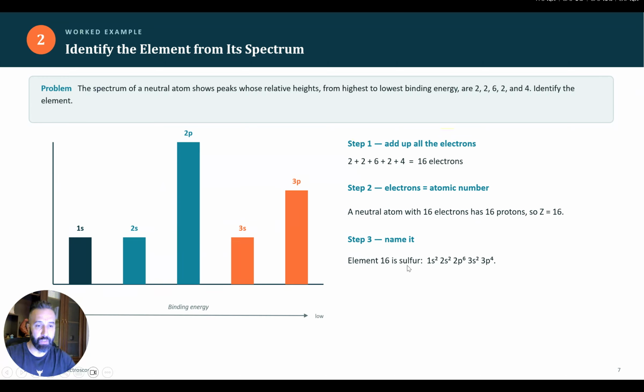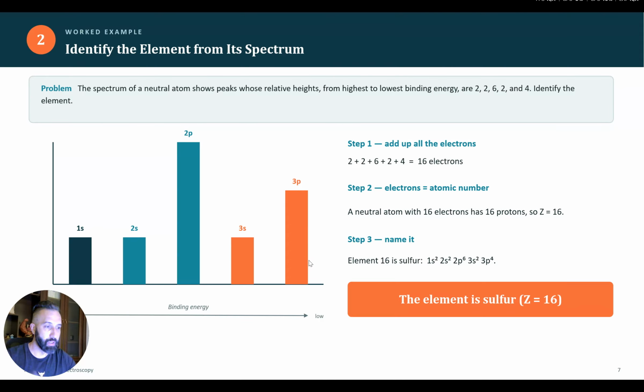And I know it's sulfur because I can just add the electrons. So 2 plus 2 plus 6, that's 10. And then plus 2, 12. And then plus 4, 16. So the atomic number is 16. I can just go to the periodic table and find that it's sulfur. And again, it just confirms here.